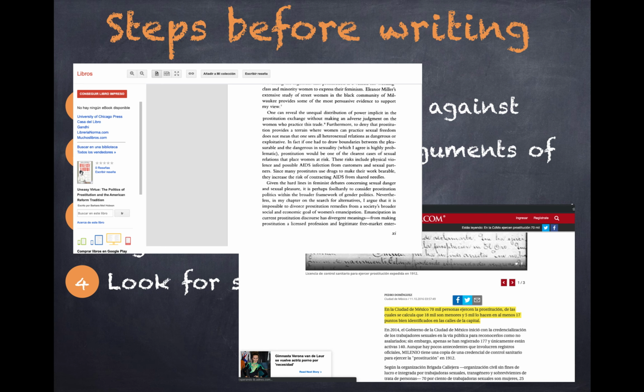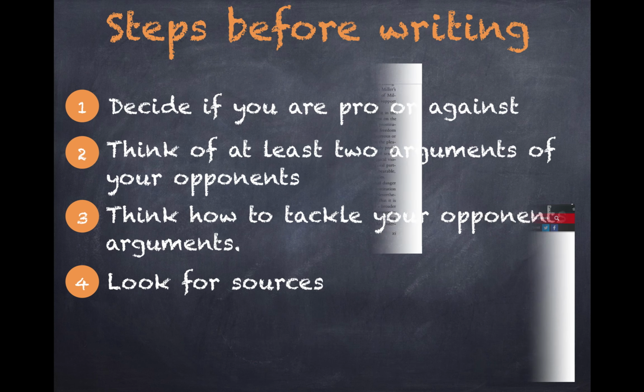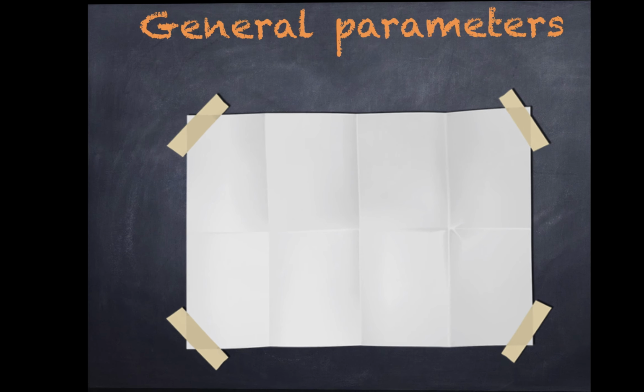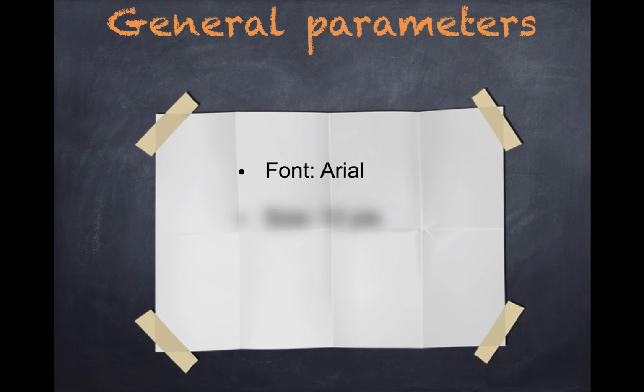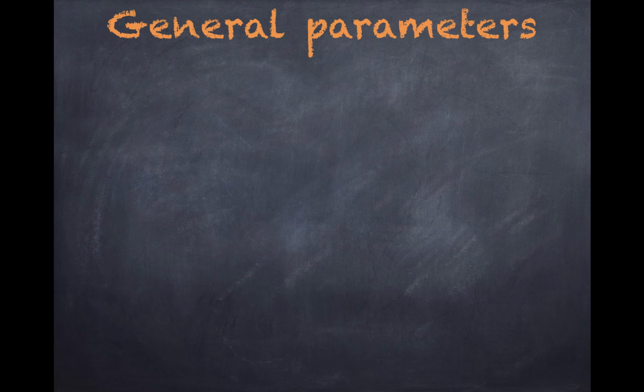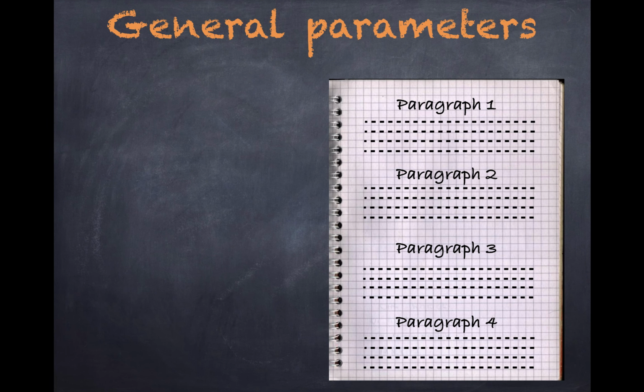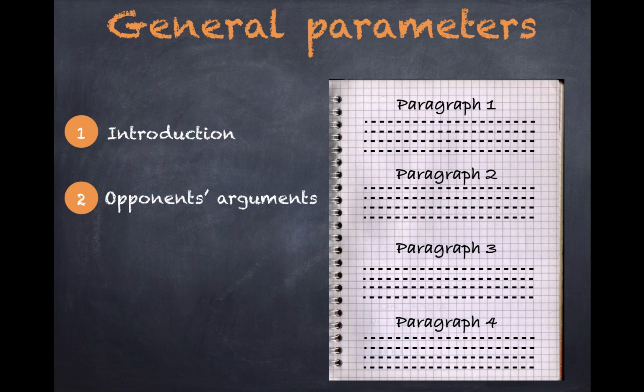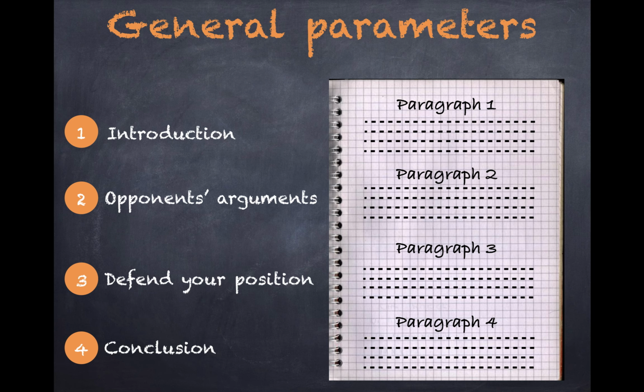Now it's time to write down our ideas. Remember the general parameters: font Arial, size 12 points, spacing 1.5. Since our report should be of 350 words, we may structure our text in four paragraphs: one for the introduction, one for the exposition of the opponent's arguments, one for defending our own arguments, and one for the conclusion.